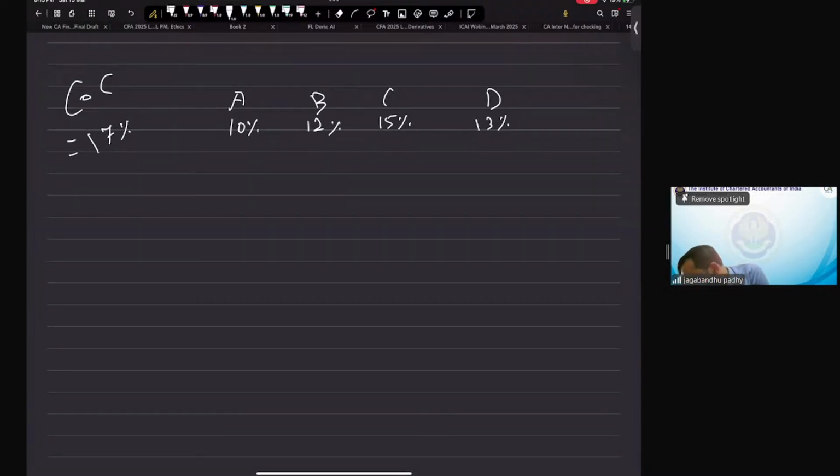Which of these 4 projects are you going to choose? I say that your cost of capital is 17%, and these are the 4 projects that you won't be choosing any of them because my cost is 17%. How can I invest in projects which are giving me 10, 12, 15, or 13%, right? So merely looking at the project and saying that the highest return project should be chosen is something very premature and naive to decide.